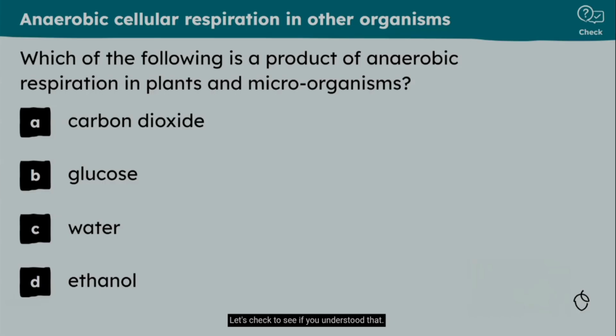Let's check to see if you understood that. Which of the following is a product of anaerobic respiration in plants and microorganisms? Is it A, carbon dioxide, B, glucose, C, water, or D, ethanol? Take 5 seconds, or if you want some more time, click pause, click play when you're ready to see the answer.